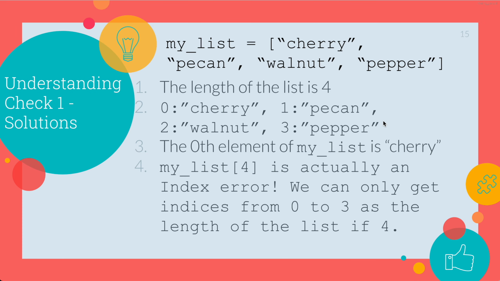The answers to these questions are: the length of the list is 4, cherry is the 0th element, pecan is the first element, walnut is the second element, and pepper is the third element. The 0th element of the list is cherry. My list open bracket 4 close bracket is actually an error because the list's indices only go up to 3. Thus, we cannot actually query the element at index 4 of the list.